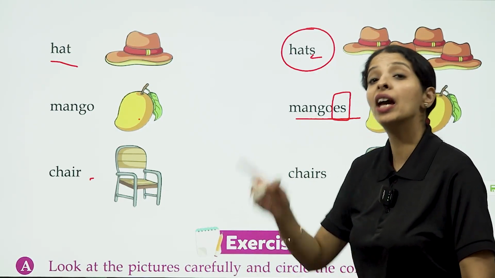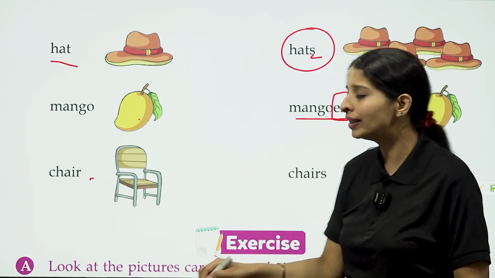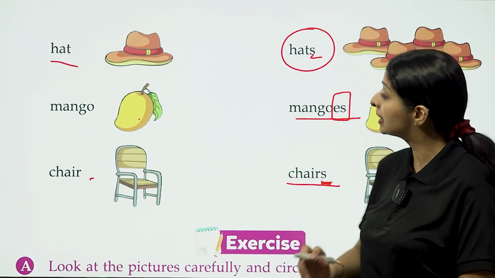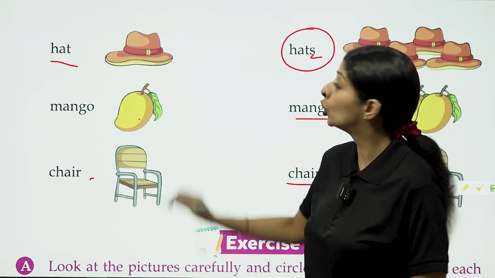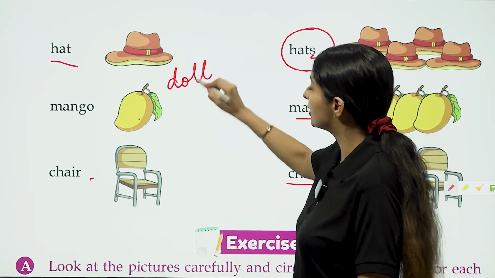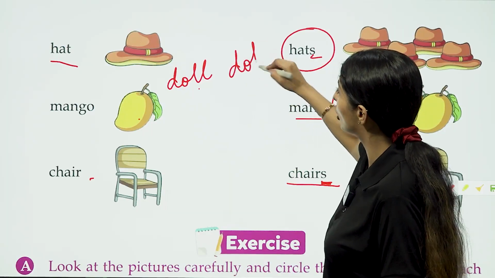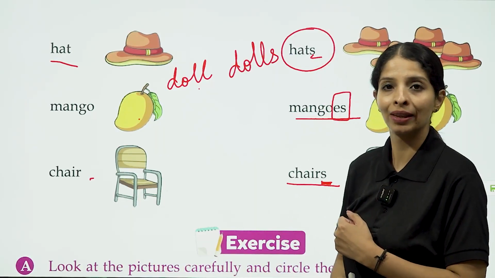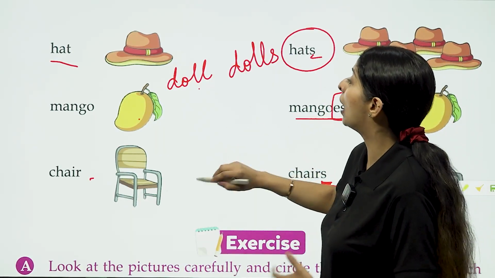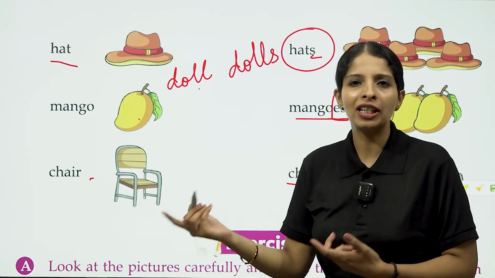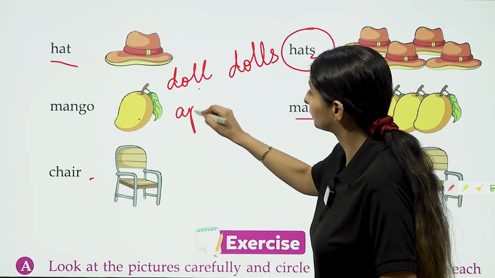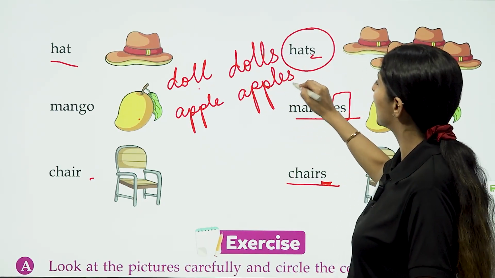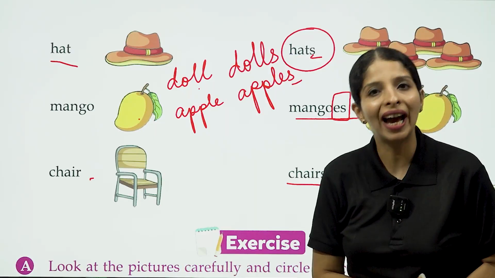When I say many chairs or more than one, then it becomes chairs. Extra S will be added. Similarly, if I say doll, then singular, dolls. When I talk about more than one, it becomes dolls. Similarly, if we see another example, apple, it becomes apples. Extra S will be added at the end.